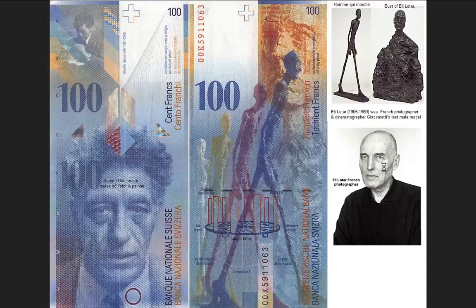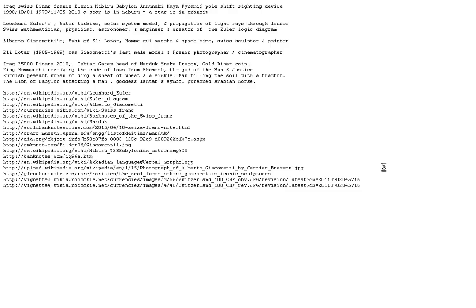This is the text file you'll find below, and here are the buzzwords that are being used: Elenin, Nibiru, Babylon, Annunaki, Maya, Pyramid, Pole Shift, Sighting Devices, Iraqi Swiss Dinar, and francs. 1998, October 1st, 1979, November 5th, and 2010. And also, a star is in Nibiru when a star is in transit. The word Nibiru actually just means transit most of the time. Sort of like conjunction junction. But anyway, there's all the listings there and a bunch of links that you can look up if you don't want to be scared of stuff. Or if you want to be scared, just ignore all of this and just downvote.